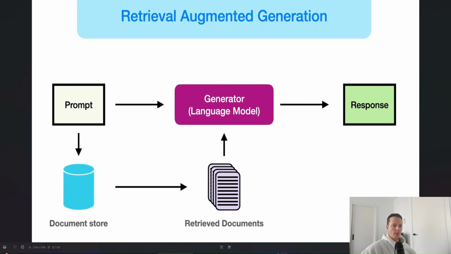So you can see we've got a bit of a diagram here. We start off with the prompt, which is the question that the person is asking. Next, that information goes to a document or a vector store, which looks through the information on there, retrieves it, and provides it to your language model or your GPT.